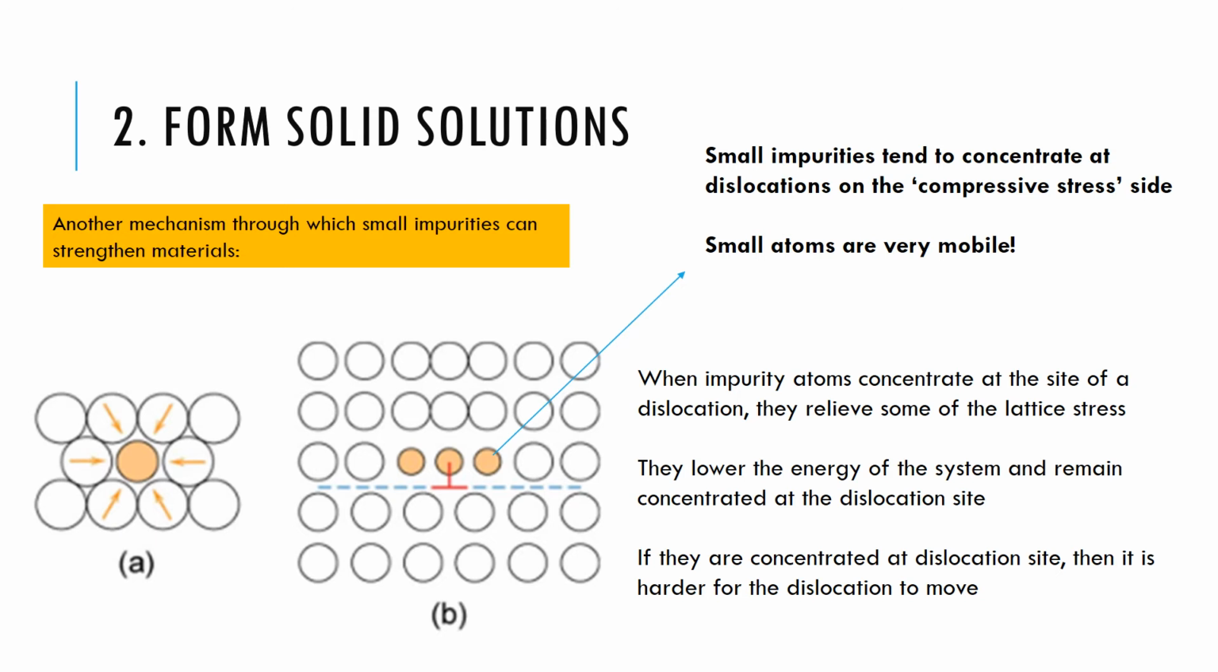If they accumulate on this side of the Burgers vector, they relieve some of the lattice stress. And this lower energy of the system that's created by this means that the dislocation is essentially harder to move. So they accumulate on that side of the Burgers vector, they lower the energy of the system and they make it harder for the edge dislocation to move.